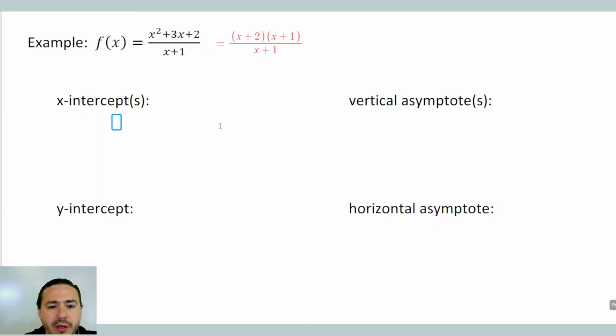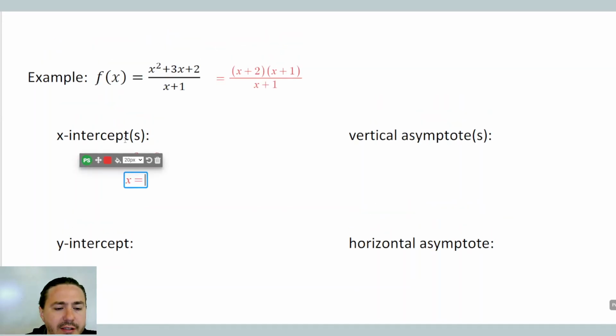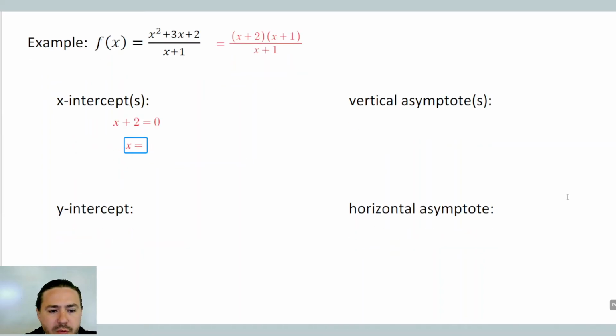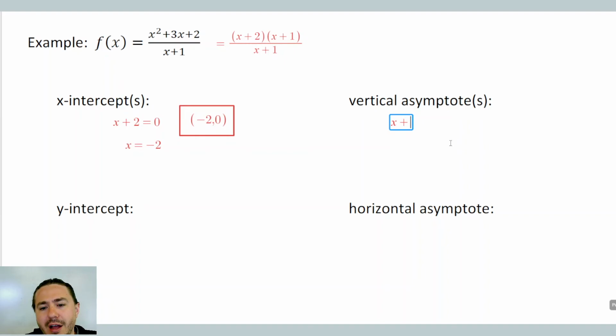The x-intercept will be the place where x plus 2 equals 0. I'm going to ignore the x plus 1 because I know there's going to be a hole there. So I've got x equals -2, which means I've got an x-intercept at -2, 0. The vertical asymptote will be where the denominator is 0. If I would have x plus 1 equals 0, but I know that there's going to be a hole there anyway, there's no other factors for me to work with, so there's just no vertical asymptote.